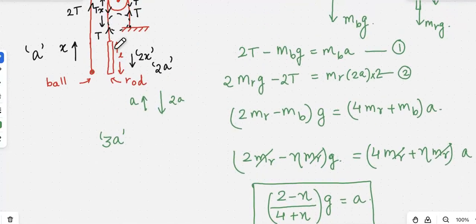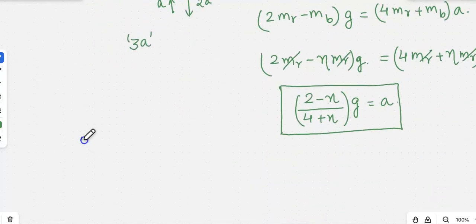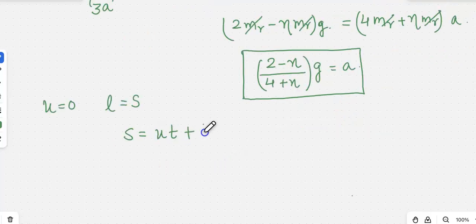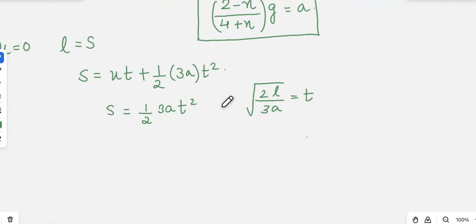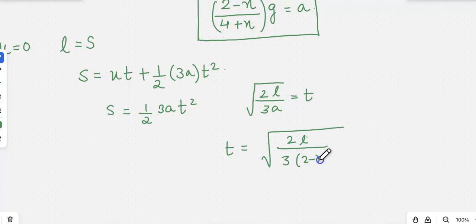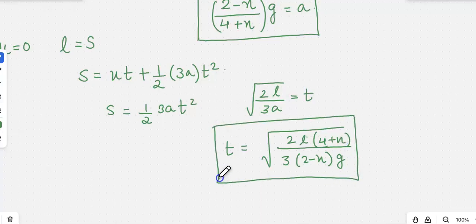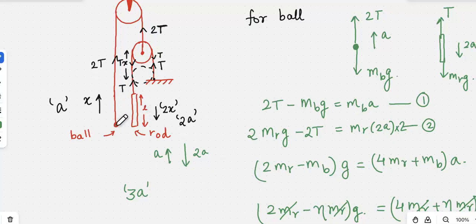Okay. Now what length has to be covered by the ball? The length L has to be covered. The initial velocity was 0 because they started from this, so the displacement is L. So you can use S equals ut plus half a t square, where the relative acceleration to be written here is 3a. U is 0, so S is equal to half into 3a into t square. Now the S value is L, so I will write t equals the square root of 2L by 3a. Now t will be equal to the square root of 2L upon the value of a, which is (2 minus eta) upon (4 plus eta) times g. So this is the time it takes for the ball to cross this rod. So this rod will be crossed by this ball in this much time.